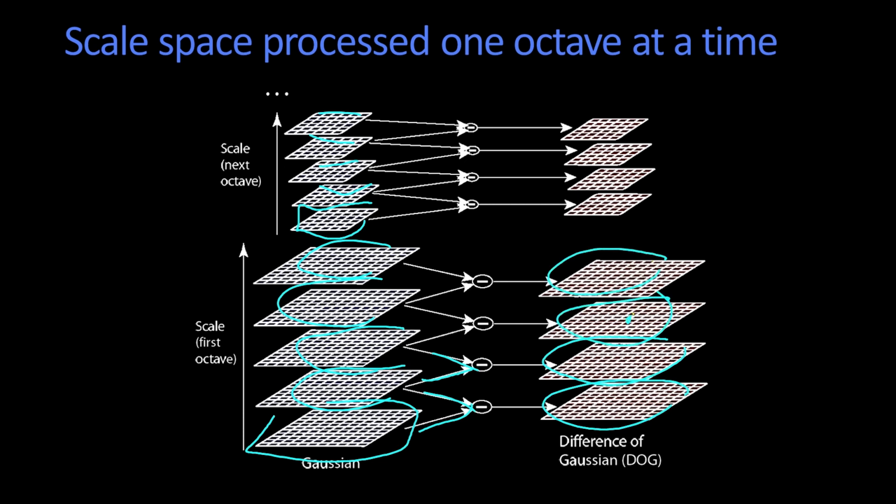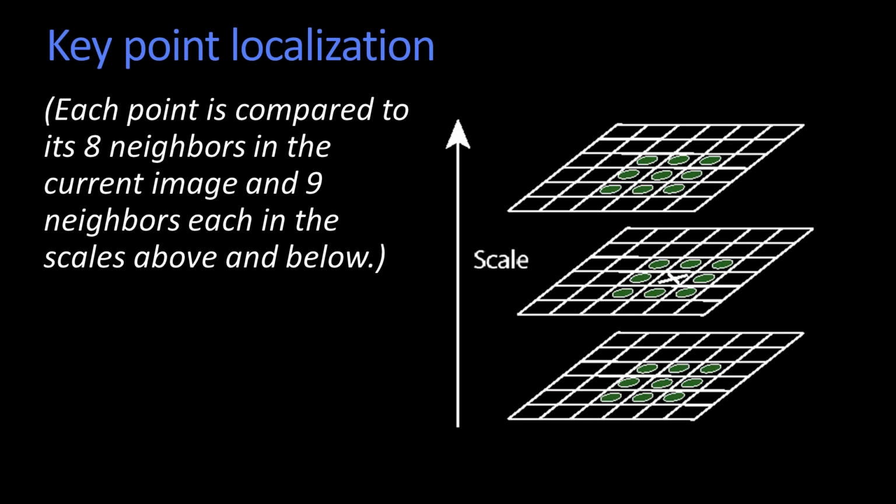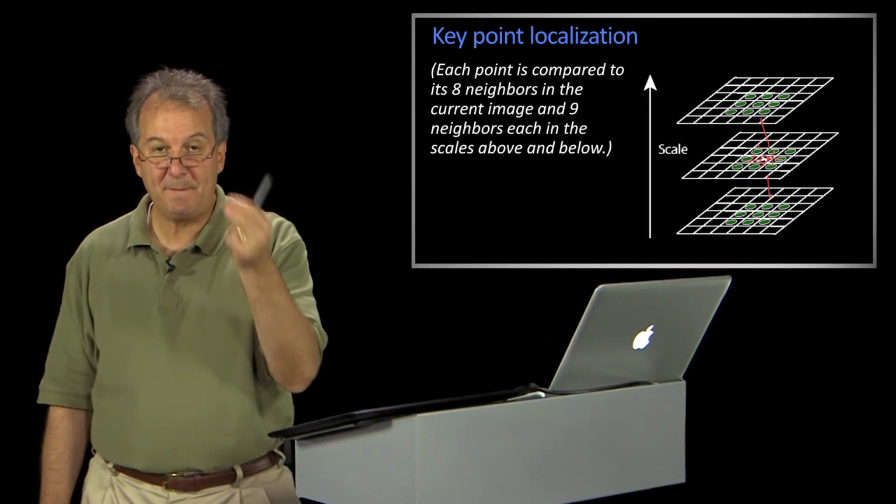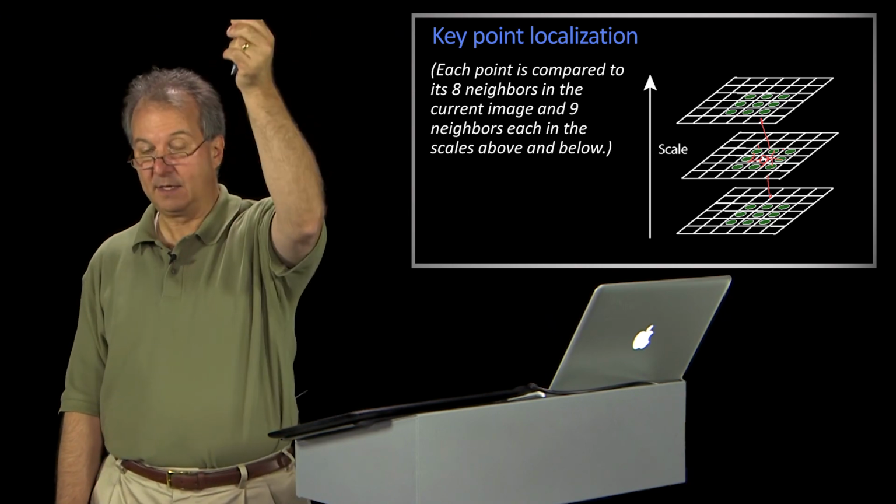Then within each one of these difference of Gaussian images, you're going to compare a pixel. And in fact, if I go back to this picture here, I'm going to compare this pixel to each of its 8 neighbors in the same plane, and there are 9 neighbors above it and 9 neighbors below it. And if you're a maximum of that, you're going to say, aha, I'm an extrema.